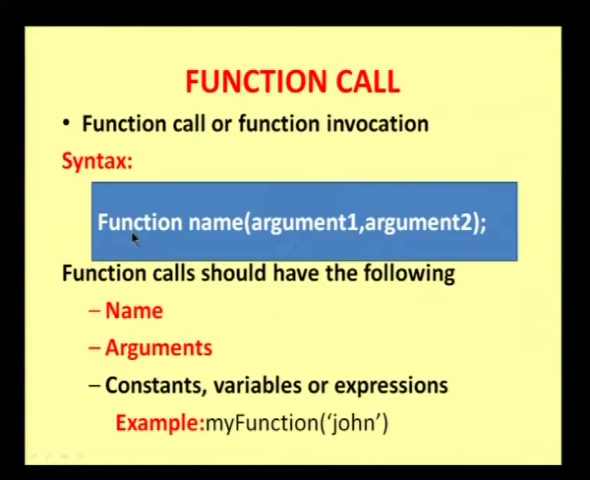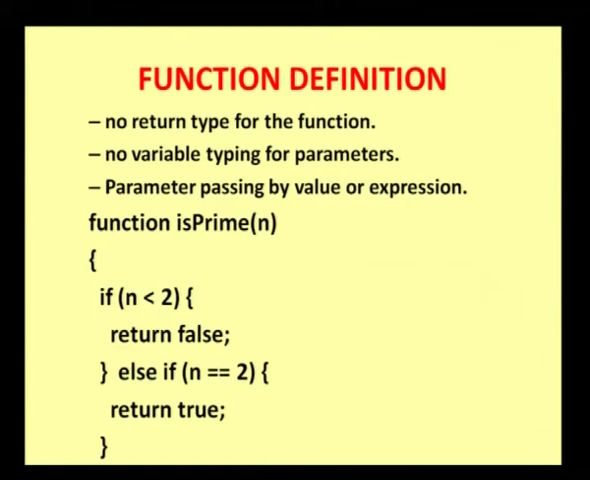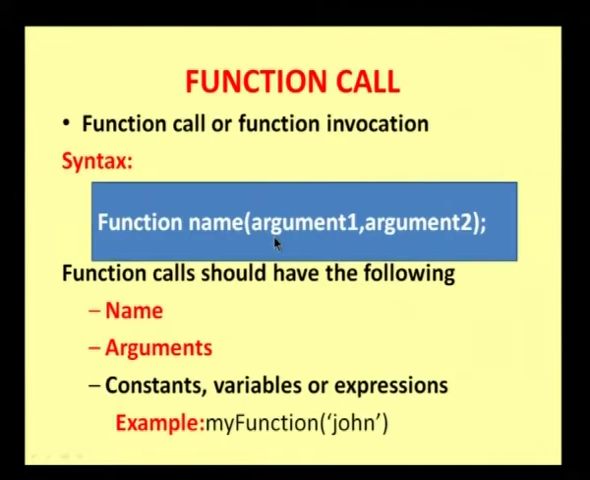So we have the function name and arguments. In the definition we are passing the parameters. So n is a parameter. We are going to call that function with some arguments or values. So argument 1 and argument 2 correspond to the parameters which we have specified in the function definition. We can give them as arguments or we can pass them as values. So both are possible in a function call.